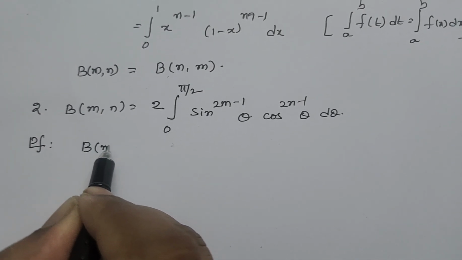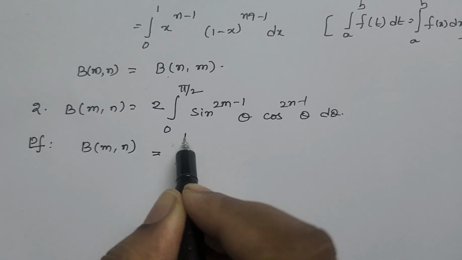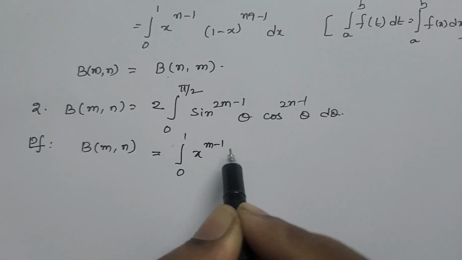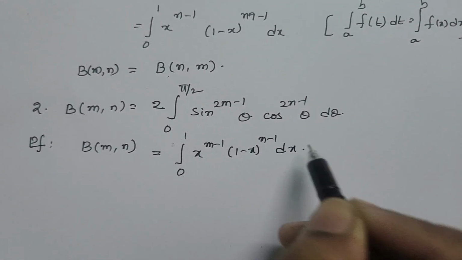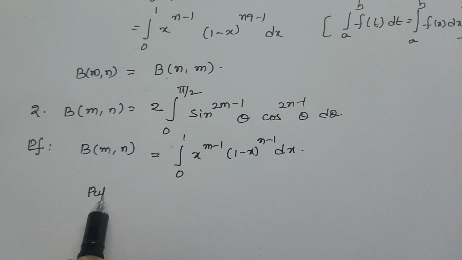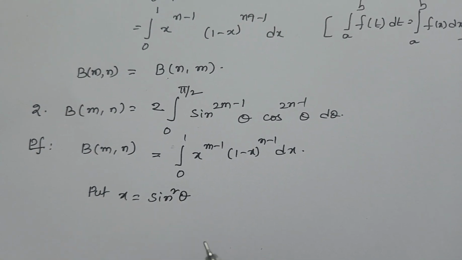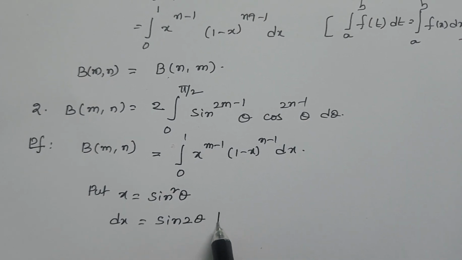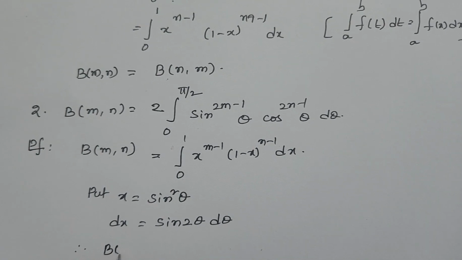Consider beta m, n. From the definition of the beta function, it is the integral from 0 to 1 of x to the power of m minus 1, 1 minus x to the power of n minus 1 dx. Here put x is equal to sine square theta. Then dx is equal to sine 2 theta d theta. That is the derivative.